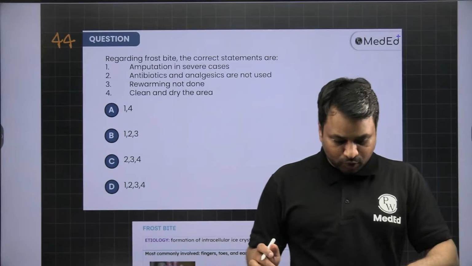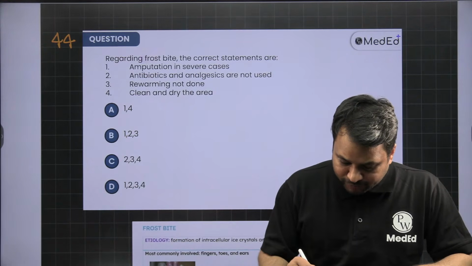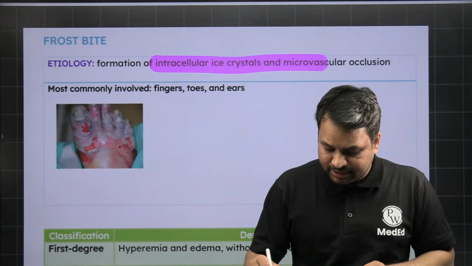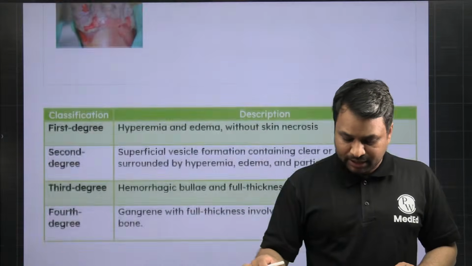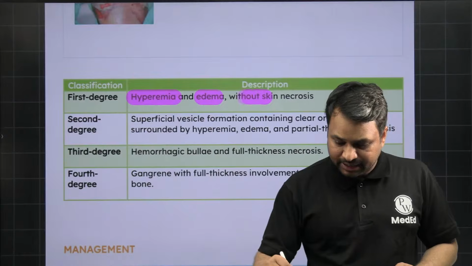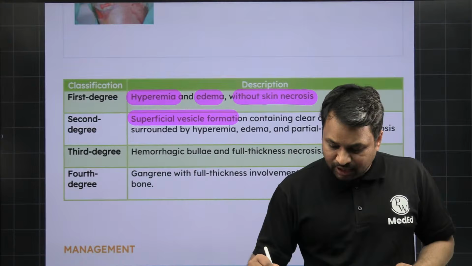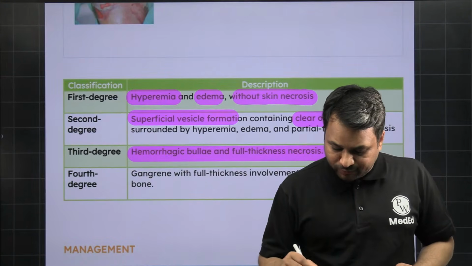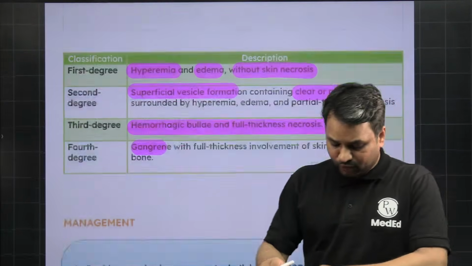Question number 44, what do you have? In question number 44, regarding frostbite. Now, we talk about frostbite. What are the correct statements? Frostbite is because of intracellular ice crystallization and microvascular occlusion, usually involving fingers, toes, and ears. When we talk about first degree, there is only hyperemia and edema without any skin necrosis. In second degree, there will be superficial vesicles, which are going to be clear or milky. In third degree, there will be hemorrhagic bullae. In fourth degree, there will be gangrene. That is the degree of the frostbite.